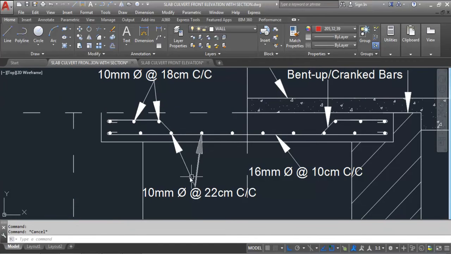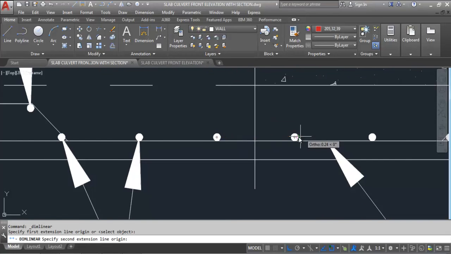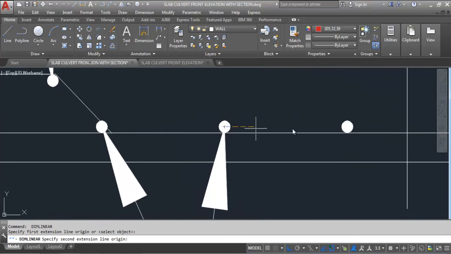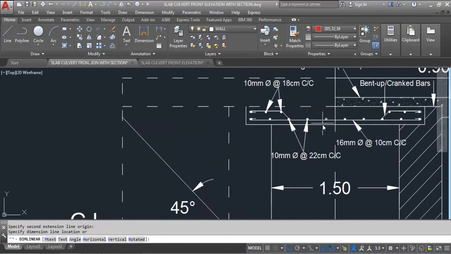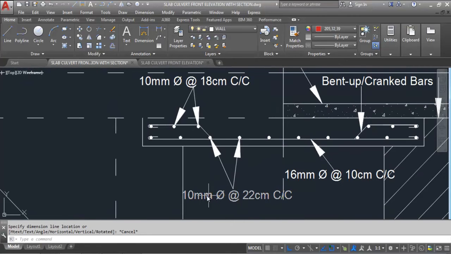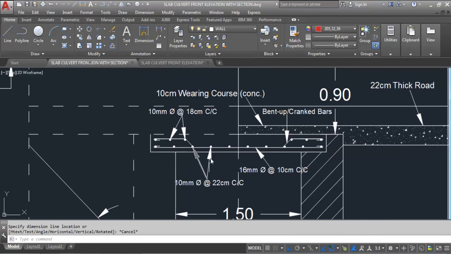Now distribution bars dimension: 10 millimeter dia at the rate of 22 centimeter center to center. 22 centimeter is the center to center distance. Here to here, this distance is 22 centimeter, 0.22 meter. Here to here also the same, 0.22 meter or 22 centimeter. So main bar is the same, 16 mm dia at the rate of 10 cm center to center.